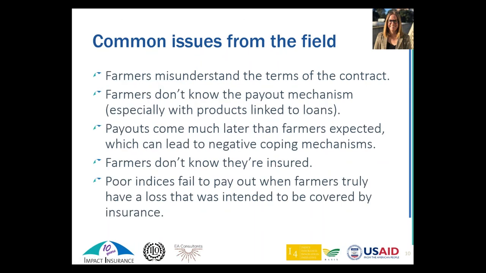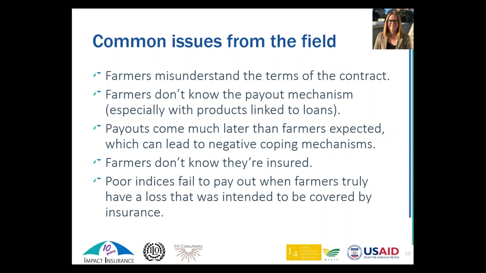So what we've observed in the field, and we've observed a lot of issues, is that sometimes farmers have misunderstood the terms of a contract, thinking it covers one type of risk when in fact it does not. We've seen farmers who don't know the payout mechanism. In particular, this has been a challenge in certain projects with insurance products linked to loans. They are not sure if farmers are receiving the payout themselves or if the payout goes to the balance of the loan. So that understanding is essential. Otherwise, farmers might feel that the product betrayed them or let them down in some way.